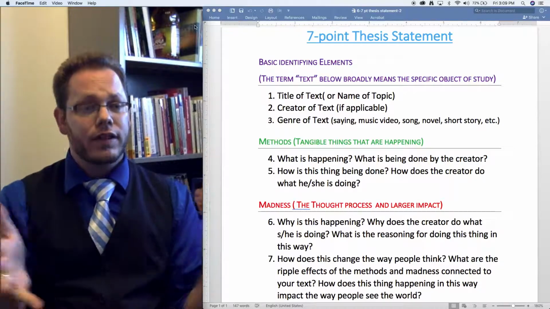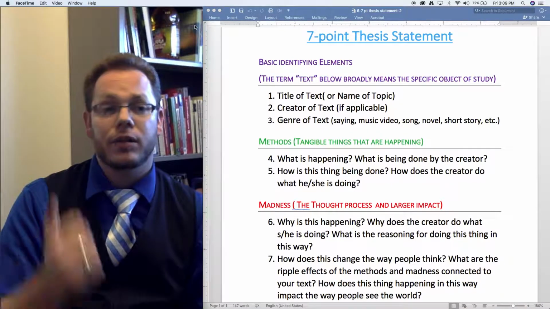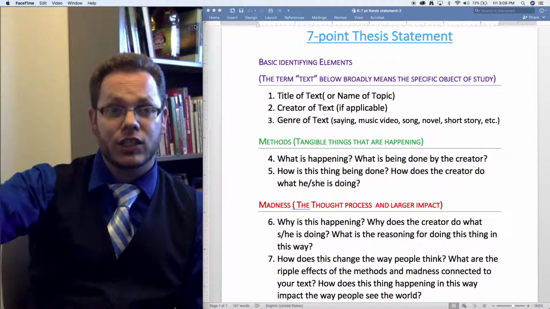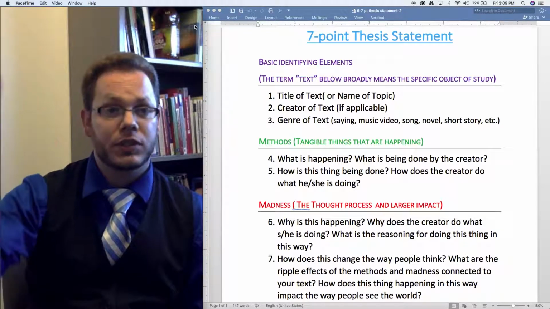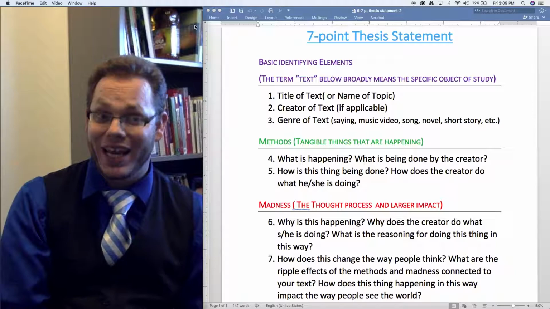So first, I have 7 points, but I break them into 3 categories. First, the basic identifying elements or basic information of whatever you're studying. And so if you are studying a specific text, a specific novel, a specific movie, a specific video, you want to make sure you name that text.